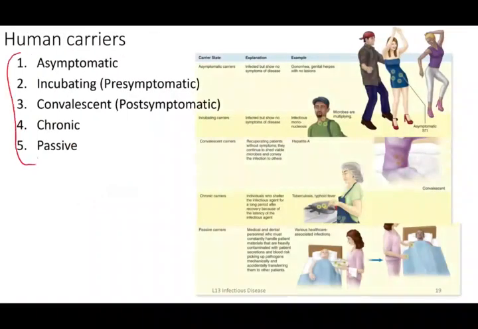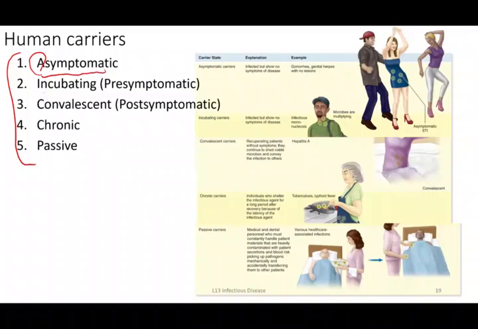So these are different categories of human carriers. So we use this term asymptomatic. So again, A means without or lacking symptoms. So these are individuals that don't show signs and symptoms of disease at all. They don't get any physical manifestation of disease, and so they're called asymptomatic carriers.